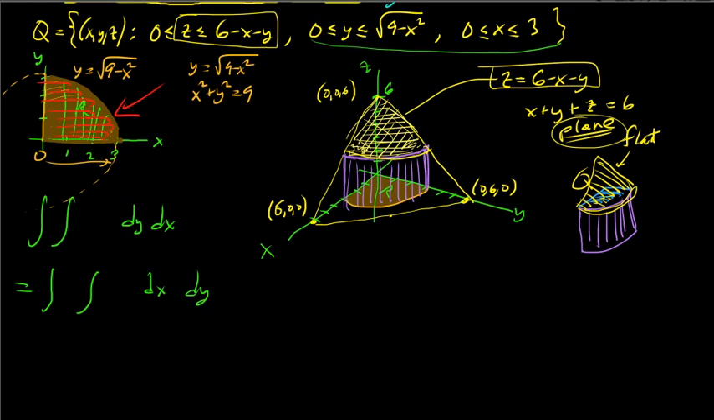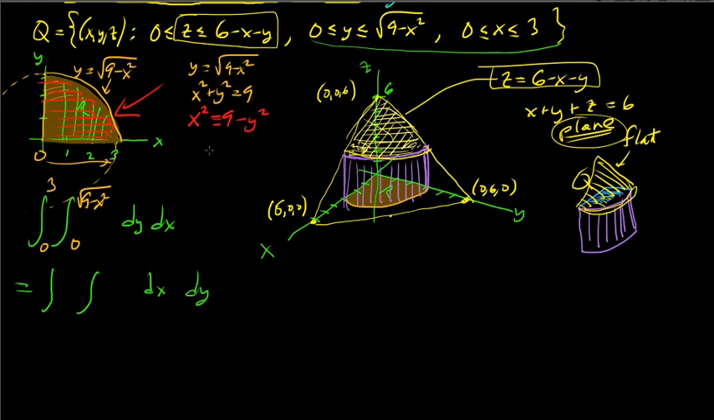Right? So what are the limits here? For y, it's 0 to the square root of 9 minus x squared. And x goes from 0 to 3. But that's looking at this curve as a function of x. Now we need it as a function of y, so just take the inverse. In other words, solve for x.